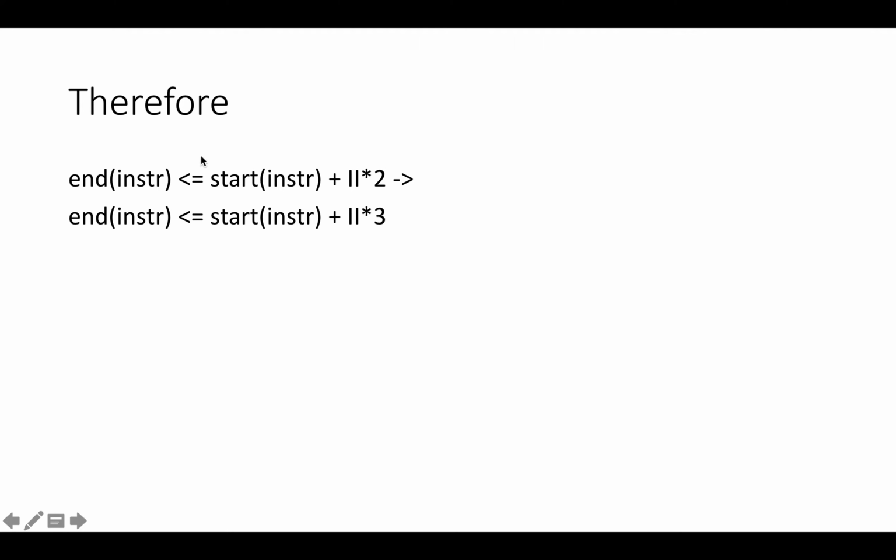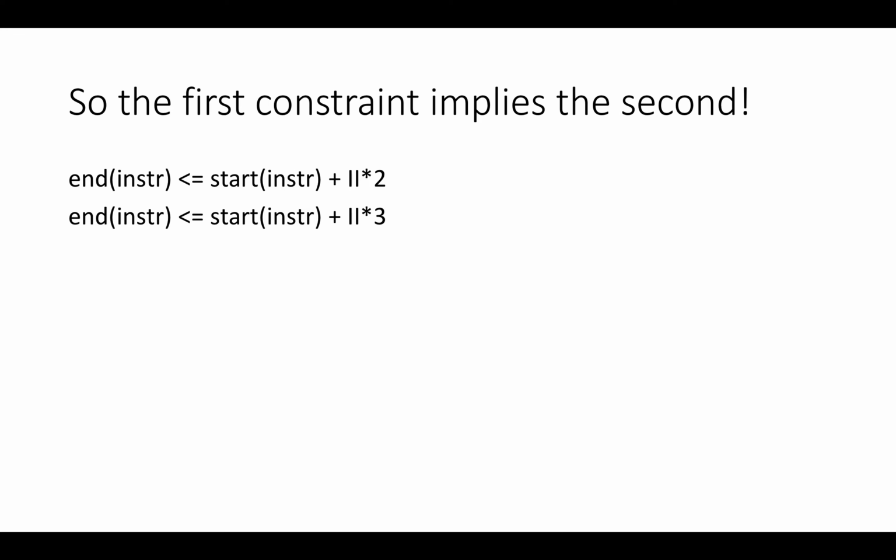So it must be the case that if the end time of the instruction in the basic block schedule is less than or equal to the start time of the instruction plus 2 times the initiation interval, then by definition it's got to be true that the end time of the instruction is less than or equal to the start time of the instruction plus 3 times the initiation interval, right? Because 3 times the initiation interval is strictly larger than 2 times the initiation interval, because the initiation interval is positive. So the first constraint implies the second constraint, and actually, this isn't a coincidence. It's a general fact about any system of constraints that we find with this algorithm.